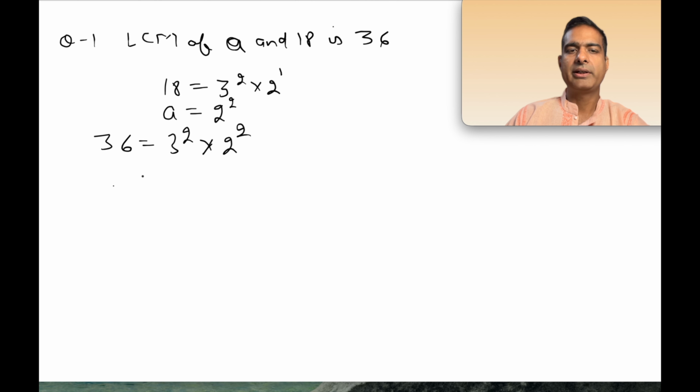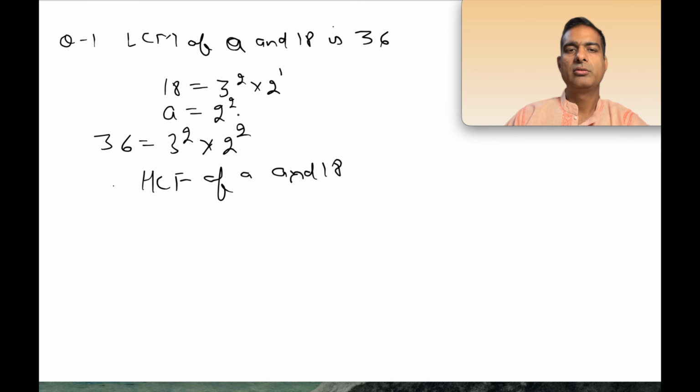of A and 18, HCF of A and 18. So here in HCF what we do? We take the least power of the common factor. So in A and 18 only 2 is common and its least power is 2. So its HCF will be 2.